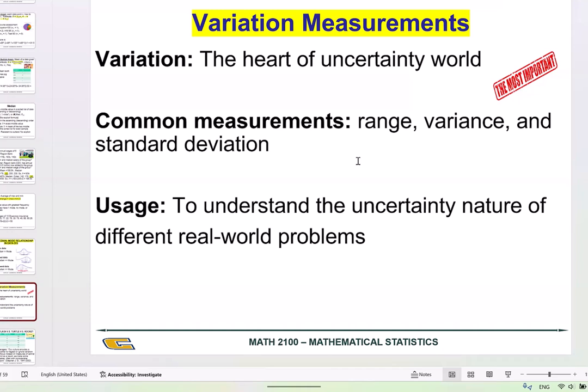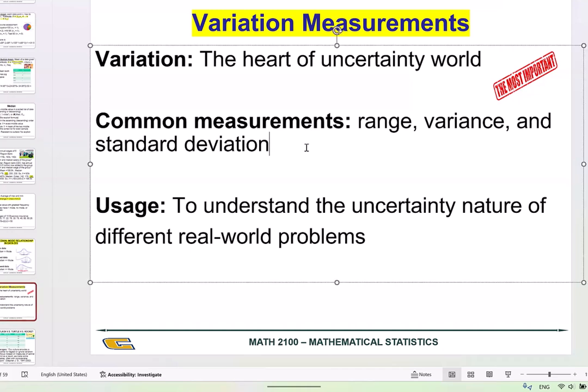So here we have common measurements: the range, variance, and standard deviation. They help us understand the uncertain nature of different real-world problems. And from that, they help us build predictions and strategies to minimize the risk. So this is why we need to learn about uncertainty, and this is why this course becomes a very important course required for a lot of different majors.